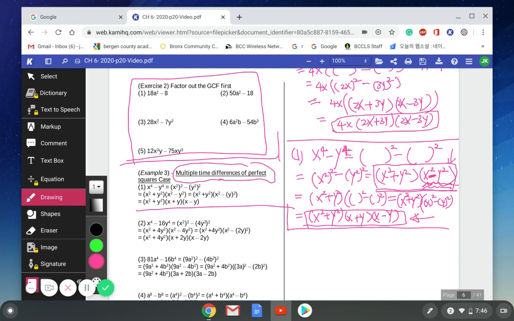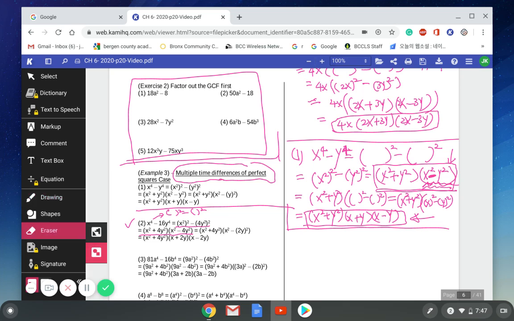Okay? So second question, number 2, x to the fourth minus 16y to the fourth. Now, can you change this into something square minus something square? Yeah. Then inside it becomes (x square) square minus 16y to the fourth, which is (4y square) square. Once you are able to do that, that's the same as (x square plus 4y square) and then (x square minus 4y square). Okay.